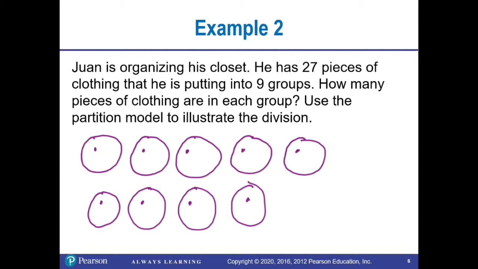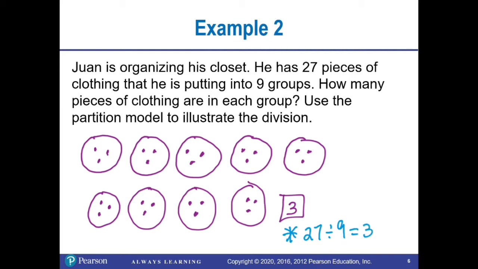Now I'm going to continue counting and putting a dot in each circle. So as I put the dots in each circle, 10, 11, 12, 13, 14, 15, 16, 17, 18 dots now. Then continue. So we have 19, 20, 21, 22, 23, 24, 25, 26, 27. So I've put all 27 pieces of clothing into a group. Now notice each group has 3 pieces of clothing, and so our answer here is 3. In other words, 27 divided by 9 is 3.